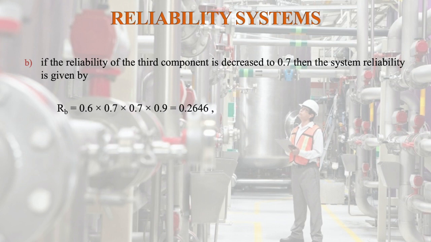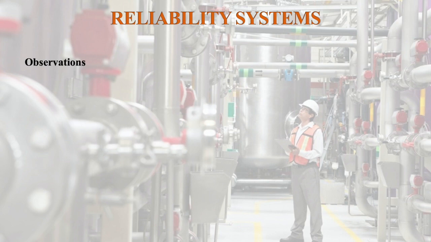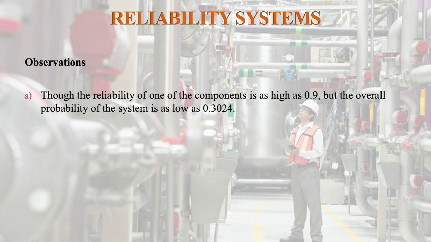Next, B, if the reliability of the third component is decreased to 0.7, then the system reliability is given by Rs, that is equal to 0.6 into 0.7 into 0.7 into 0.9, that is equal to 0.2646. That is, overall reliability decreased by 0.0378. So the observation: though the reliability of one of the components is as high as 0.9, the overall reliability of the system is as low as 0.3024.